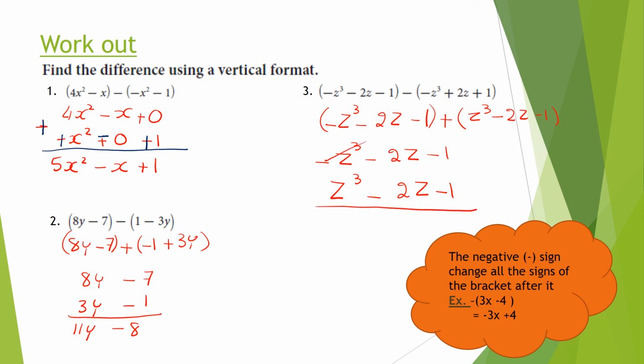So these will be cancelled together. Negative 2z, negative 2z will be negative 4z, negative 1 and negative 1 will be negative 2, and here's my final result.